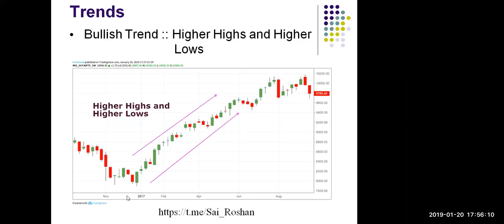Nifty, for example, this is a weekly chart of Nifty. It is showing from 8,000, and you could see that every week the high is increasing and the low is increasing. Higher highs and higher lows, and it has gone all the way till 9,400 or something. So this indicates a bullish trend.